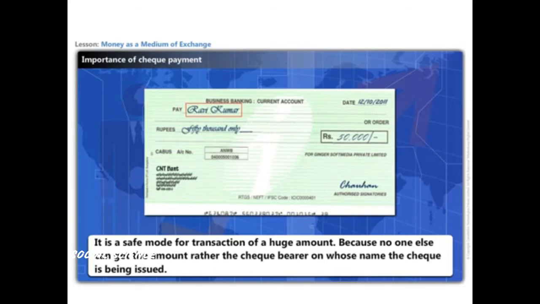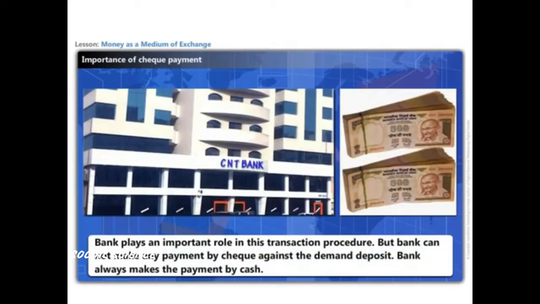Bank plays an important role in this transaction procedure. But bank cannot make any payment by check against the demand deposit. Bank always makes the payment by cash.